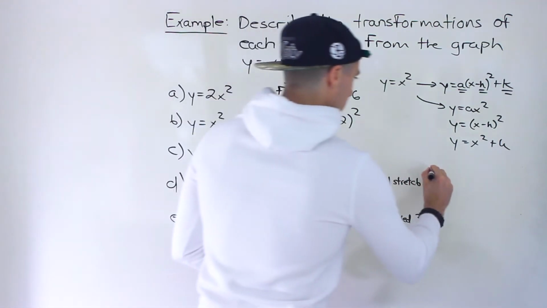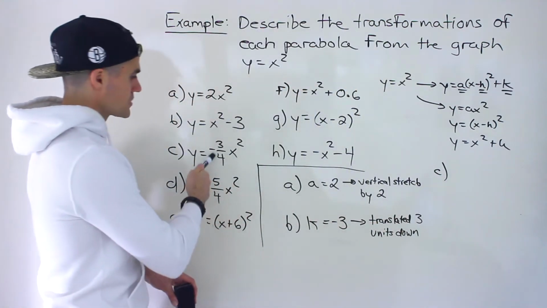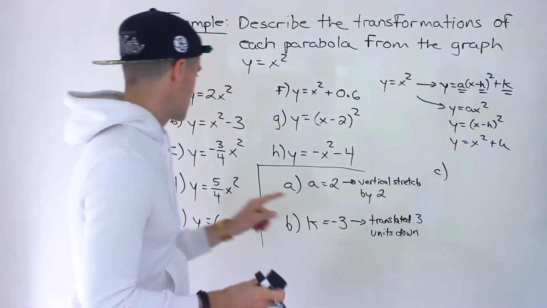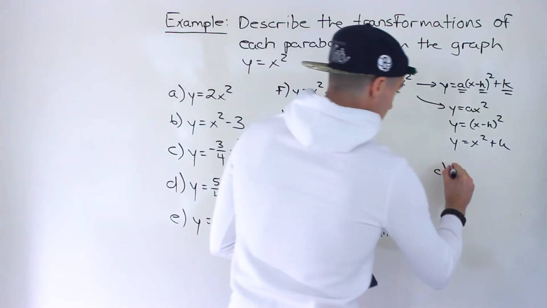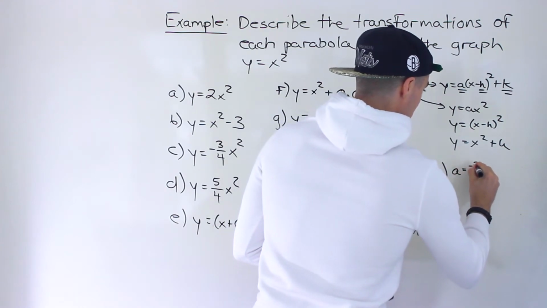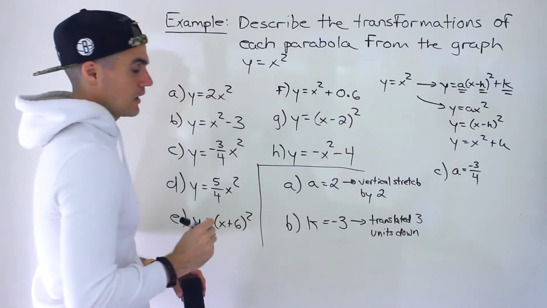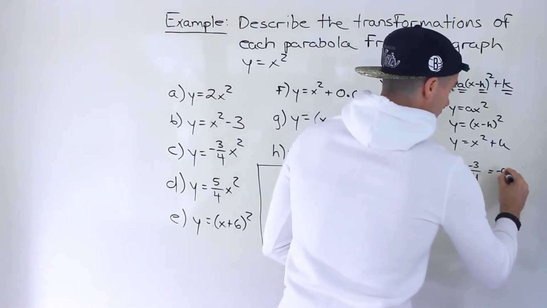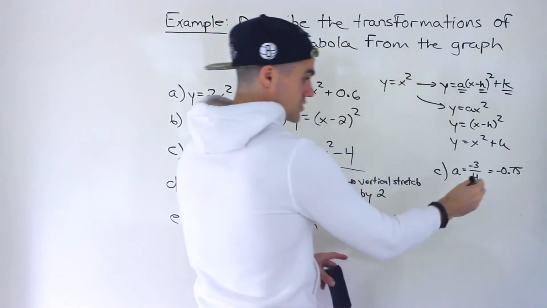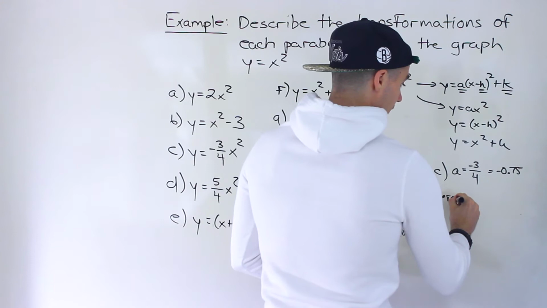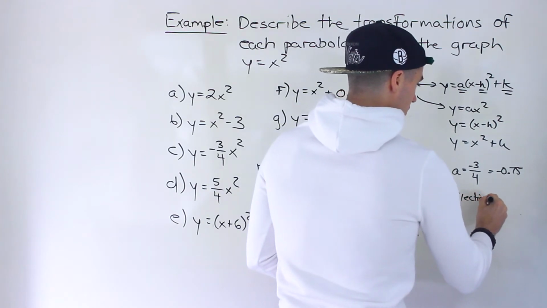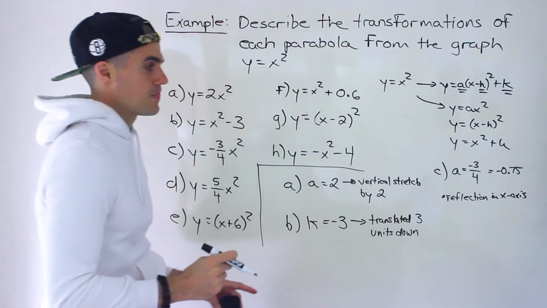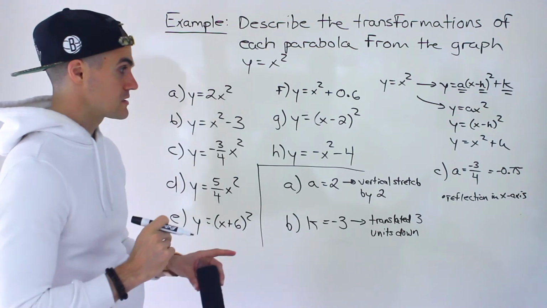Okay, let's move on to part C. We got y equals negative 3 over 4 x squared. Which one of these formats is it? Notice it's the ax squared format, so the a value in this case is negative 3 over 4. What does an a value of negative 3 over 4 mean? Well, this is like negative 0.75. First off, if it's negative, we already know there's a reflection in the x-axis, or we can also say that the parabola opens downwards.